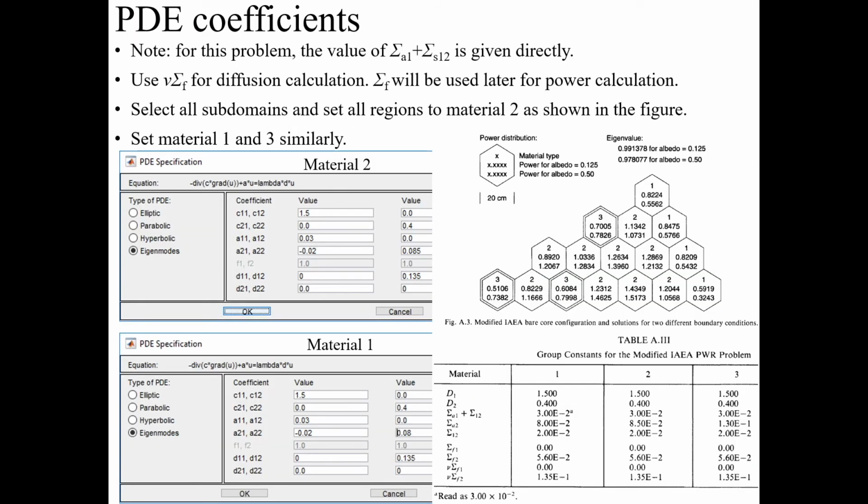Next, we need to go to the PDE mode. Remember that we need to set all the subdomains together as the first step. For this model, most of the assembly are of type 2. Therefore, we are going to set everything to type 2 first. Also, pay attention that sigma A1 plus sigma S is already given as a single value. Therefore, we just need to enter this value as the A11. That will be enough. Next, we need to select all these external assemblies and set it to material number 1.